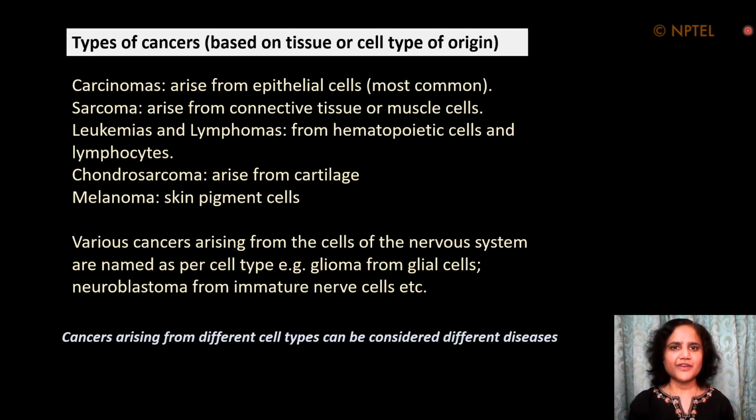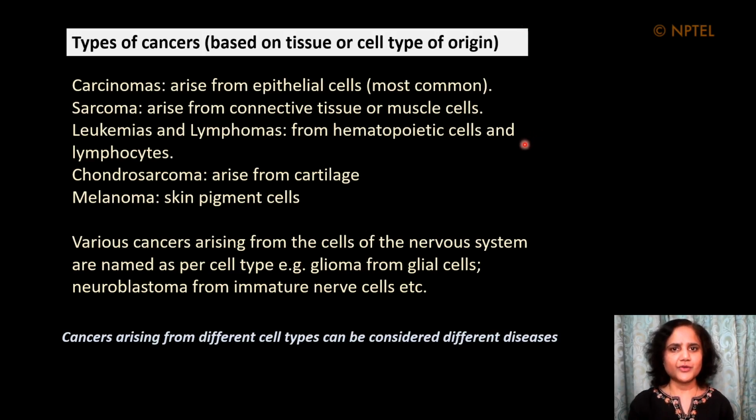Cancers are classified or named based on the cell type and the tissue type that they arose from. For example, carcinomas arise from epithelial cells. These are the most common kind of cancers. Sarcomas arise from connective tissue or muscle cells. Leukemias and lymphomas arise from hematopoietic cells and lymphocytes.